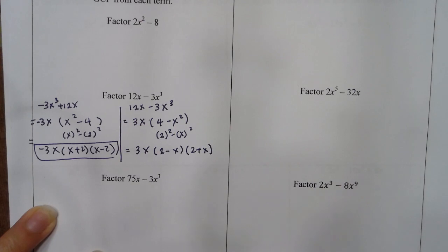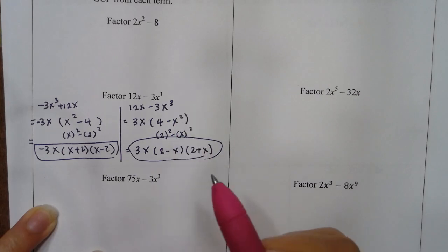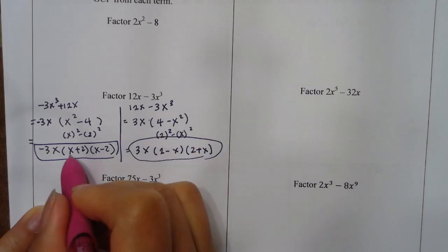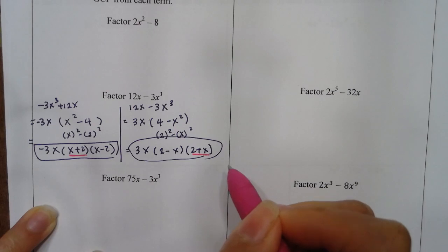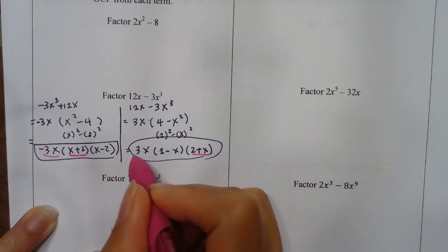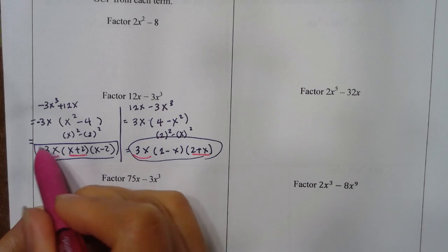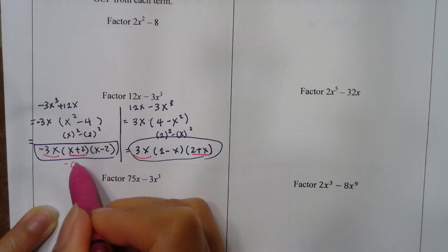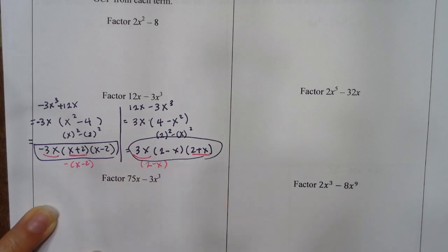3x is the same as 3x. Now, what are the differences? This one has negative x minus 2 left, and this one has 2 minus x left. I need to convince you that these two are the same thing. Do you see how they're the same? If I distribute this negative here, I get negative x plus 2, which is the same as 2 minus x. Same thing. So it does not really matter what you do.